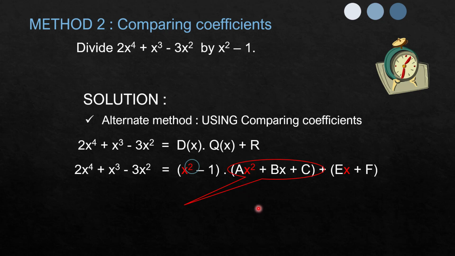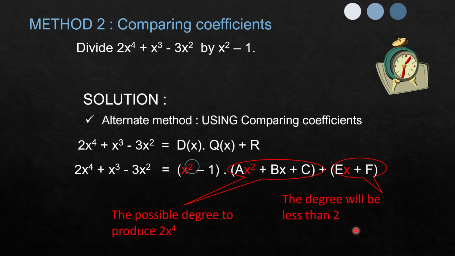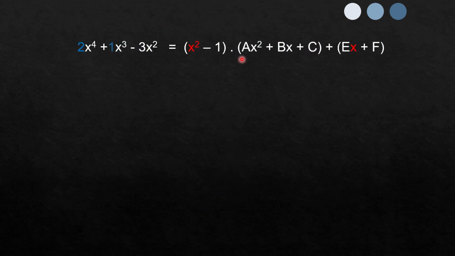Why is it in degree 2? Because the result has to be 2x to the power of 4. Next, since the degree of the divisor is 2, then we have the degree of the remainder which is 1 less than that, so we symbolize it as ex plus f. So in here, having the quotient in the form of ax squared plus bx plus c, or a quadratic, and having the remainder ex plus f, we can have all of the multiplication to be the same left and right.